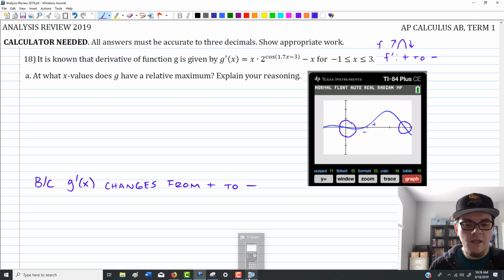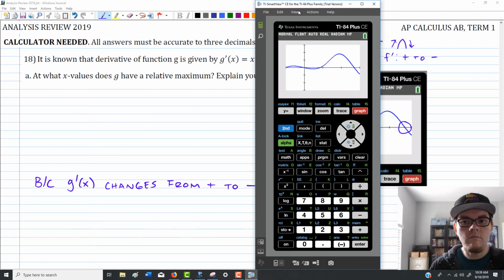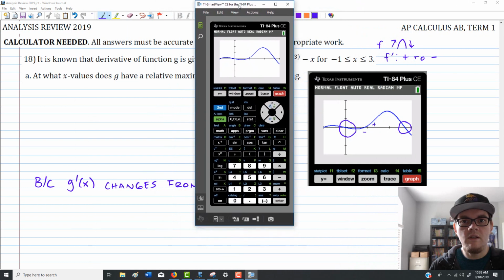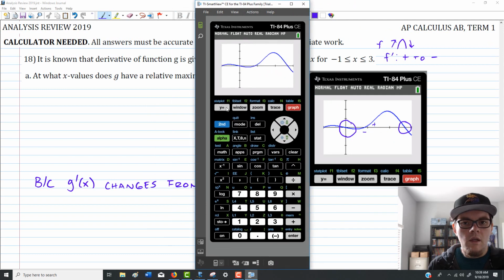So let's go back into our calculator. Let's ask for help. I'll leave it right there because we can see it a little bit better. Make this a little bit larger. So let's see. Let's go. First, let me just trace it. I'm pretty sure 0 is 0. Yep. So one of those values is going to be x equals 0.